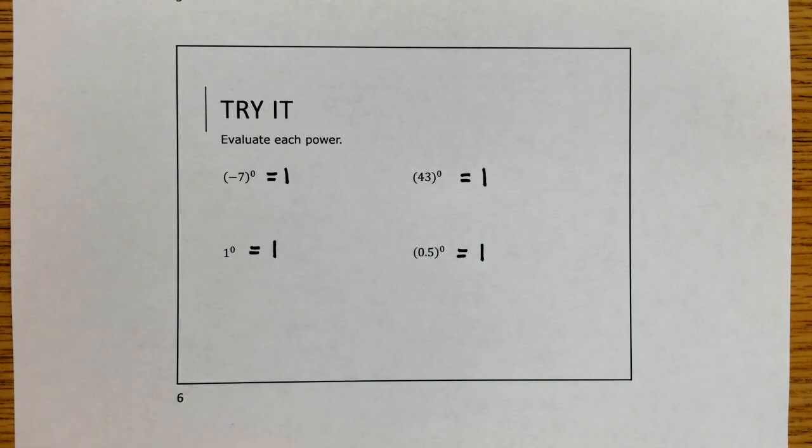The zero exponent property states that any number raised to the 0 power will always equal 1. So it doesn't matter what the base is. If the exponent is 0, it'll equal 1.